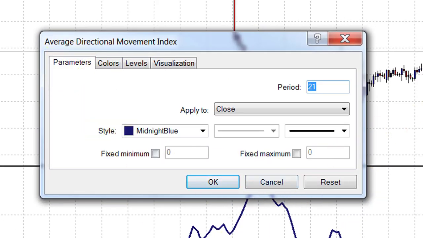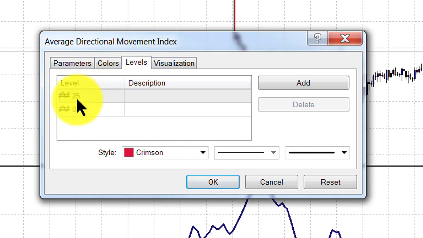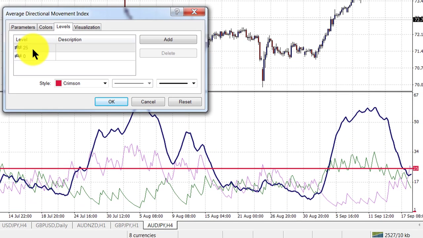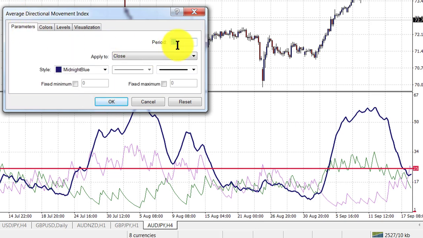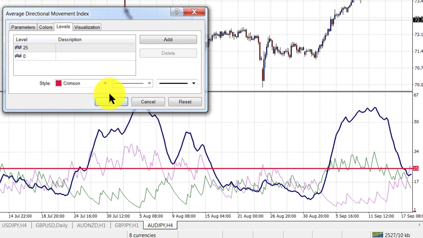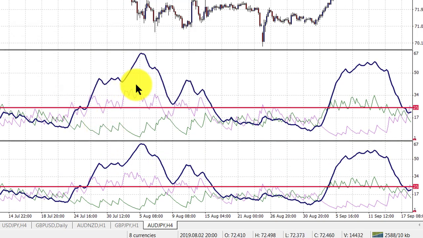Okay, so here are the settings that I've got on my chart as it is. I'm using a 21 period. I've colored it nice and blue because I'm using a white chart. And then there are levels, and the one level I've chosen for today is 25. You'll see there's the 25 line. And then there are two sub indicators called the plus DI and the minus DI. I'm not going to go into that in too much detail, but there they are, colored the one green and the other one purple. So that's all you have to do. You have to set a period and you have to set a level and make the colors nice so that you can see them on the screen.